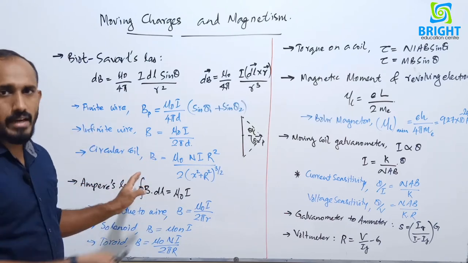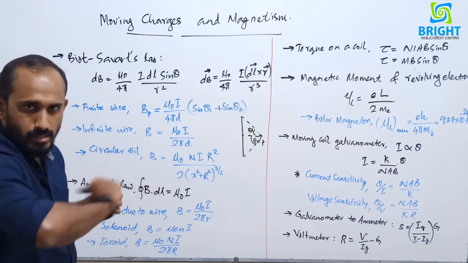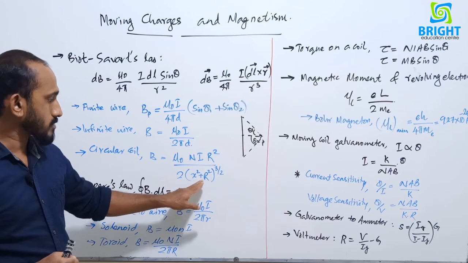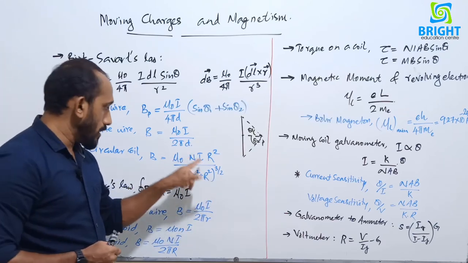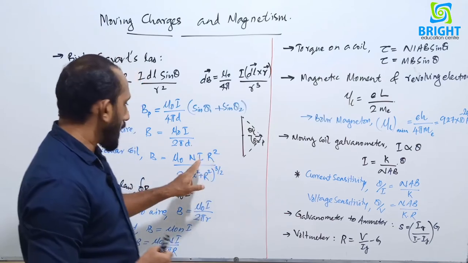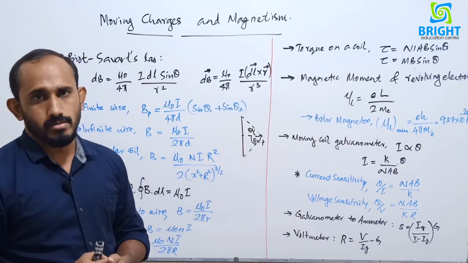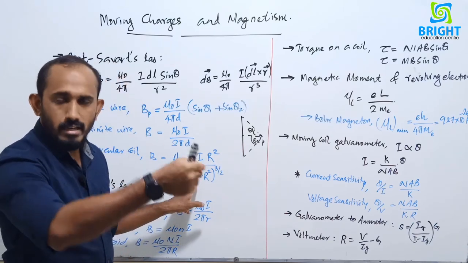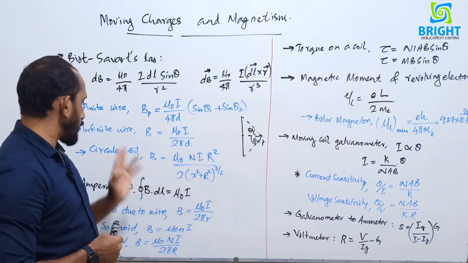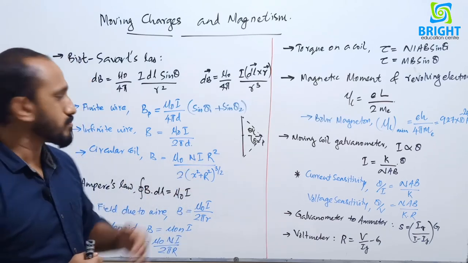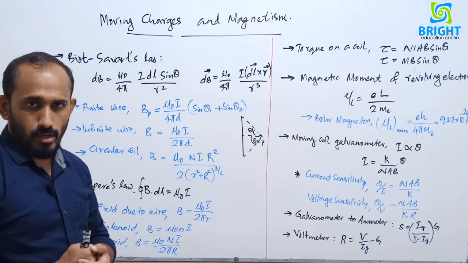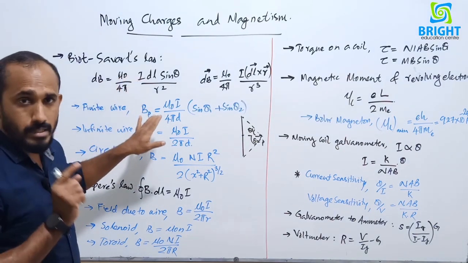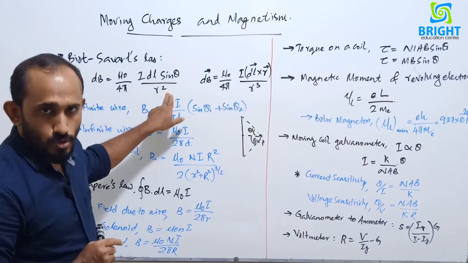Due to a circular coil of current carrying conductor, along the axial line at point P, B is equal to mu 0 n I r squared divided by 2 into (x squared plus r squared) power 3 by 2, where r is the radius of the loop, I is the current passing through it, and n is the number of turns. If more turns are there, you have to multiply with n, and x is the distance of the point P from the center of the loop. So this equation you can use for a circular coil along the axial line. These three you get as applications of the Biot-Savart law. So the Biot-Savart law equation is dB equal to mu 0 by 4 pi, where mu 0 is the permeability of free space, I dl sin theta by r squared.